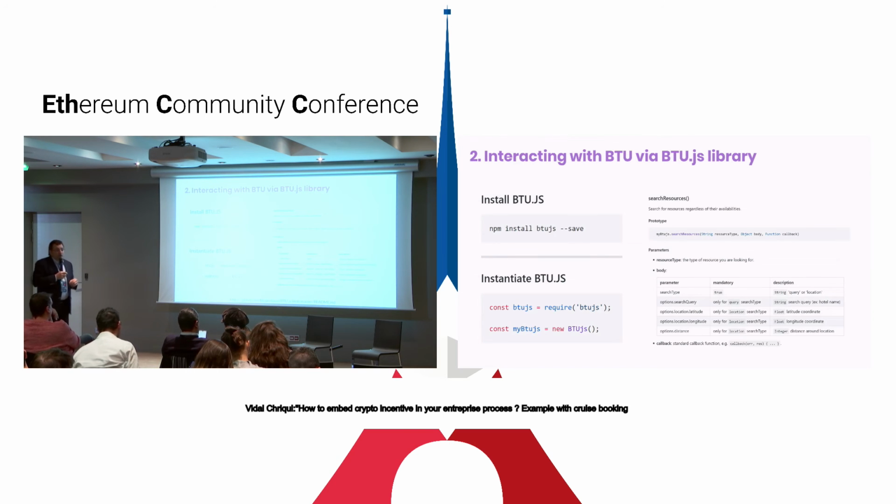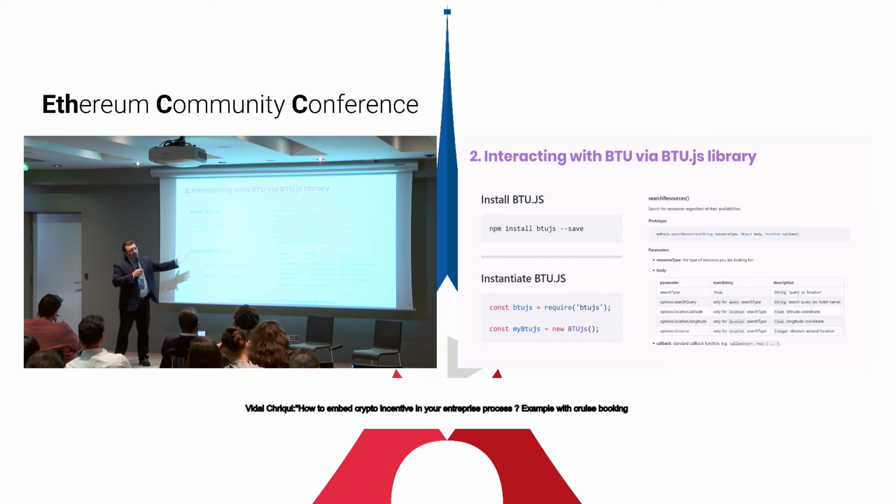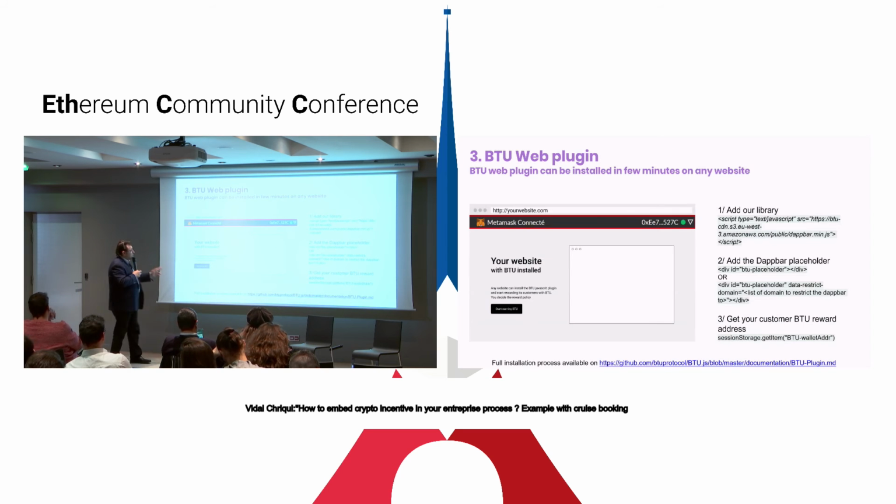The second is that everything you see has APIs, and so we have an NPM package called BTU JS. You can install the package and start using all the features that we are using inside our widget and inside our dApps. And the last one is the BTU Web plugin.